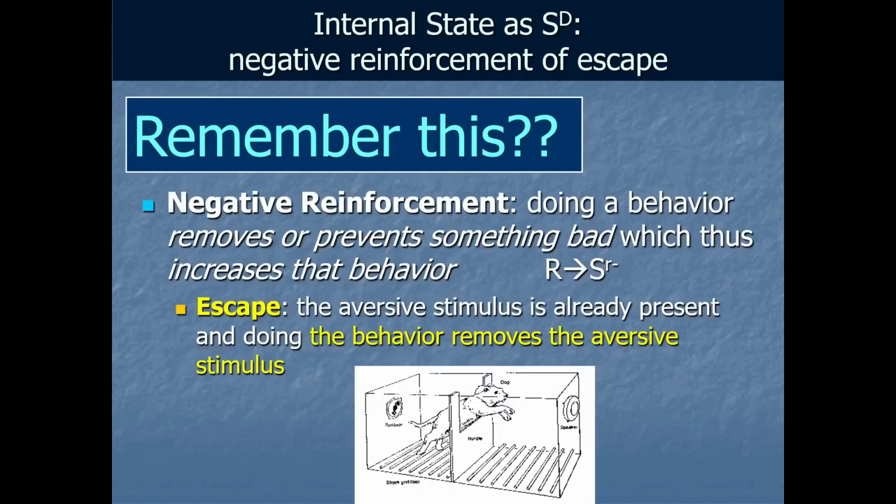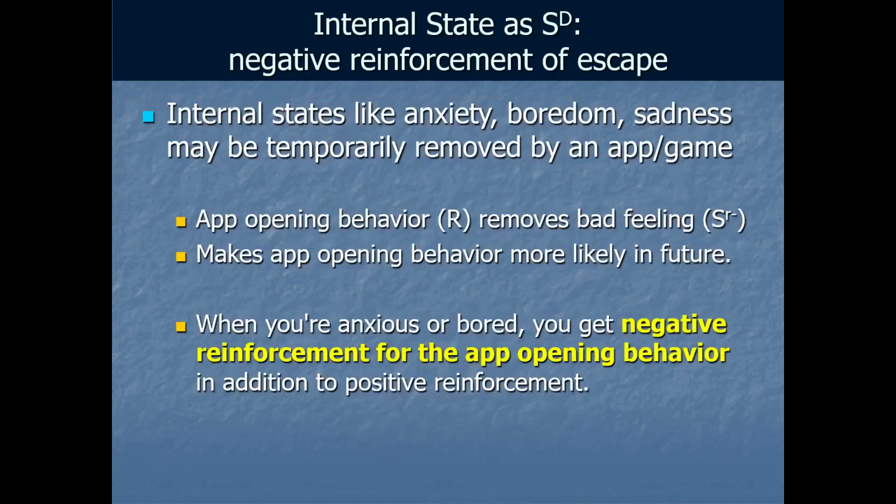So think back to when we learned about negative reinforcement, where a behavior is reinforced, it becomes more likely because doing it removes an aversive stimulus. It gets rid of a bad thing in the moment. That's an escape behavior. The escape behavior works, so we do it more and more and more in the future. It's the classic version of negative reinforcement. Well, internal states like anxiety and boredom and sadness and whatever can be temporarily removed by an app or a game on your phone, right? The app opening behavior removes the bad feeling temporarily, so you've escaped. It's an escape behavior to open it up.